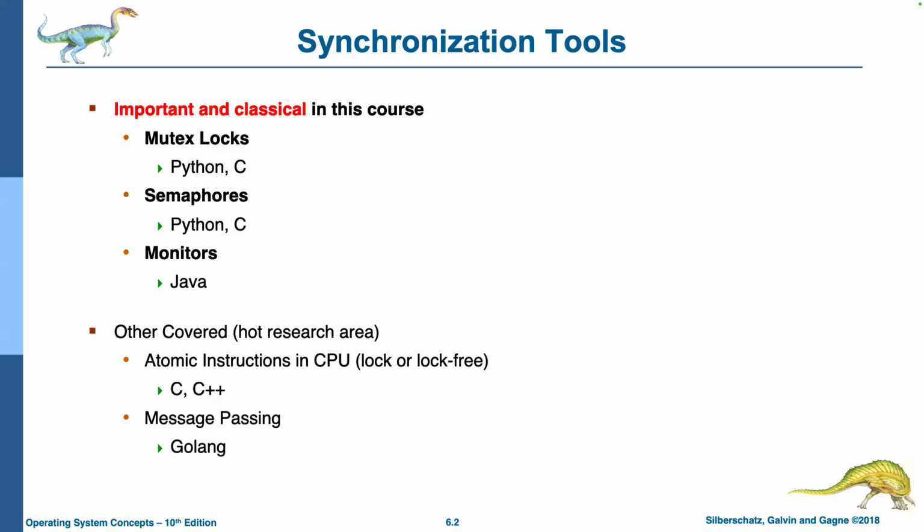And then I try to cover the other synchronization methods because they're very hot, like the atomic instructions at the CPU level. We use the CPU instructions to do lock and lock-free. It's a hot research area, and especially Golang. Anyone knows Golang? Yeah? No? Okay, later we'll discuss this. It's widely used in industry.